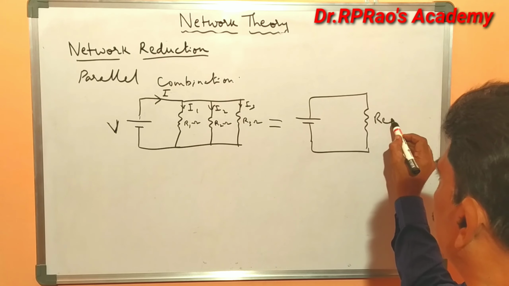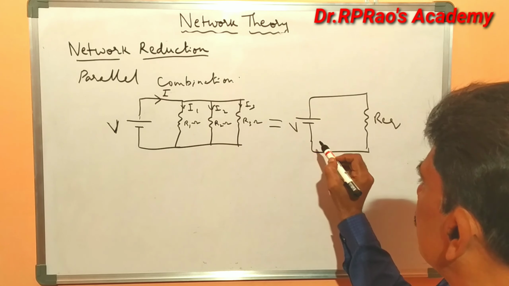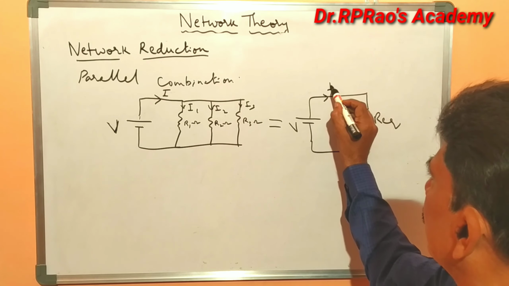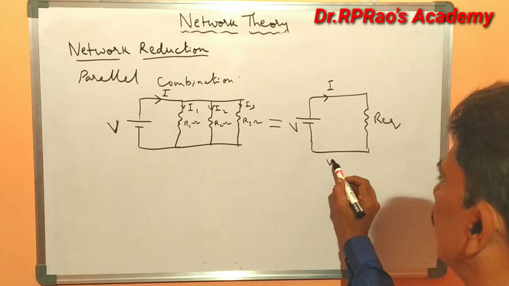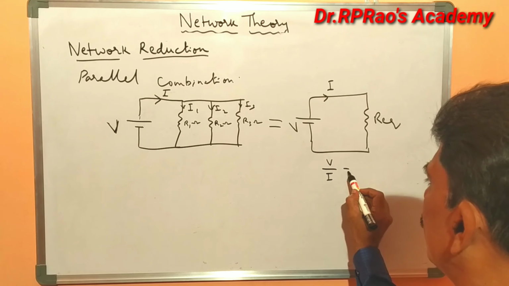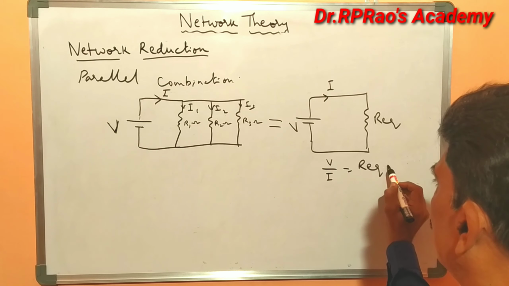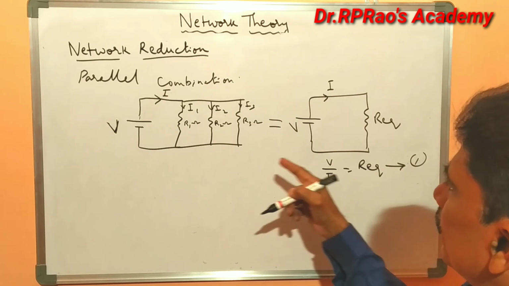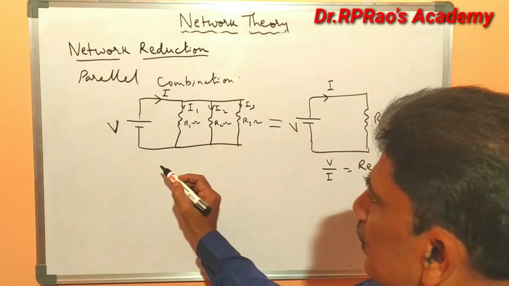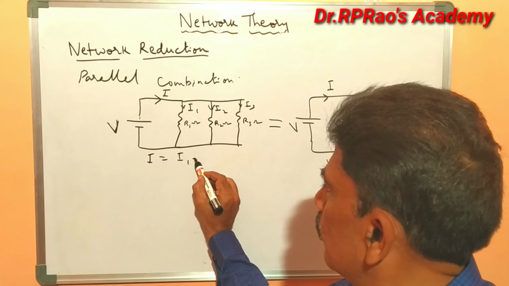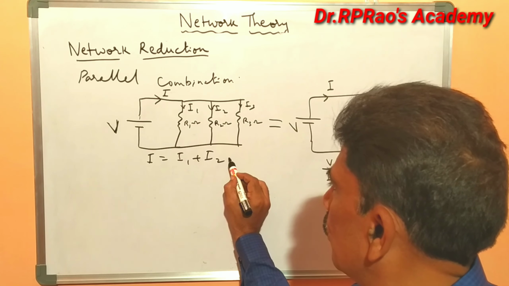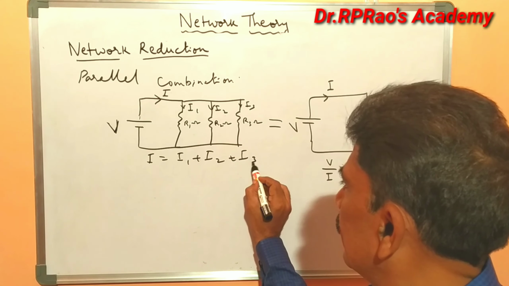R equivalent, and V is the supply voltage and I is the supply current. From this circuit, we can write V by I is equal to R equivalent. Let this be equation number 1. Now coming to this circuit, the current I is equal to I1 plus I2 plus I3.